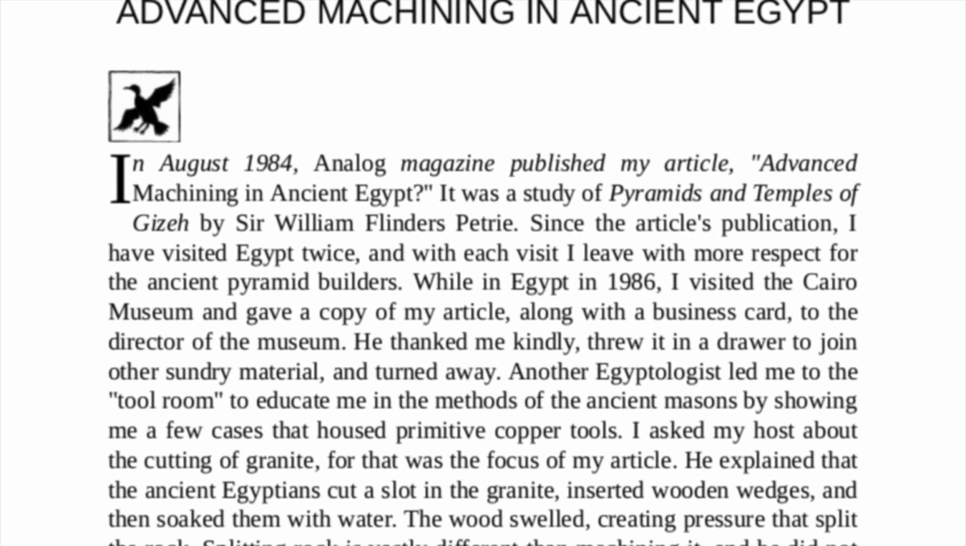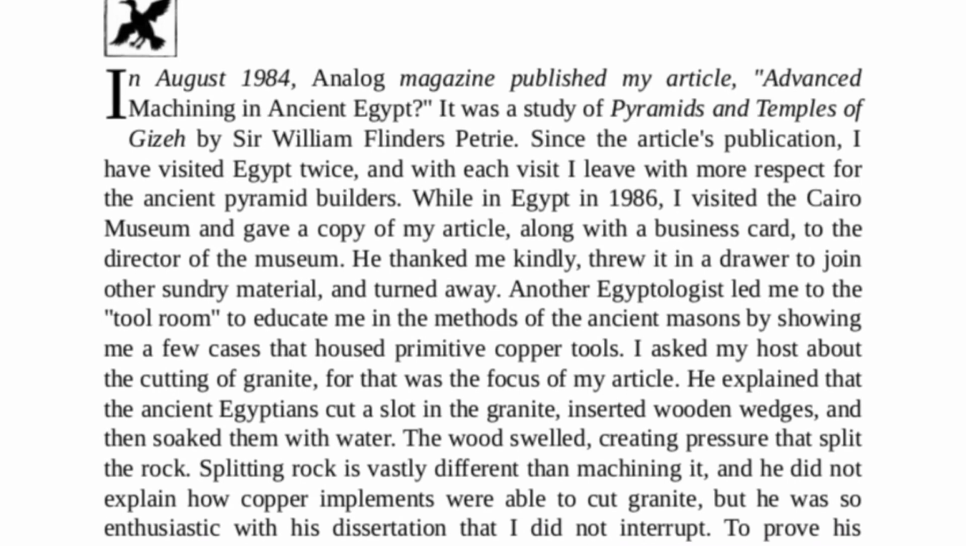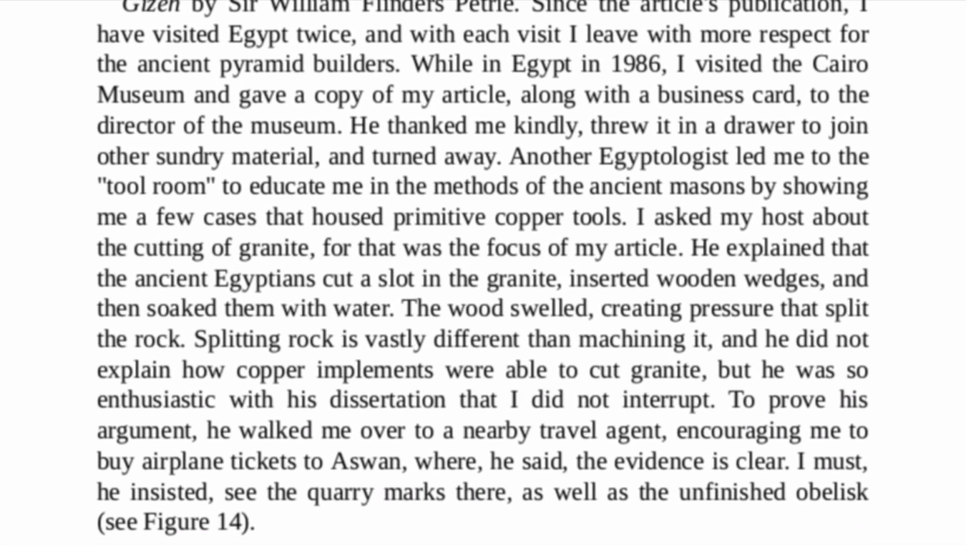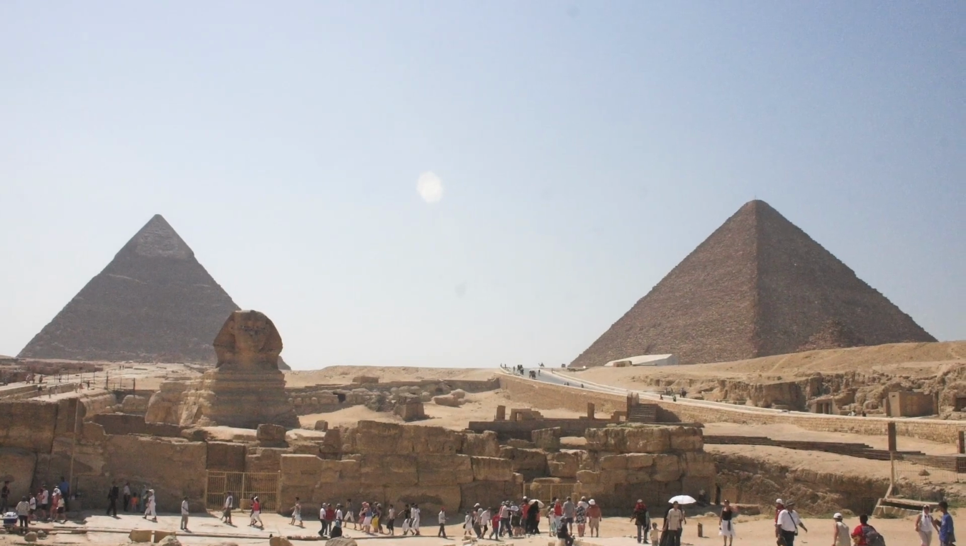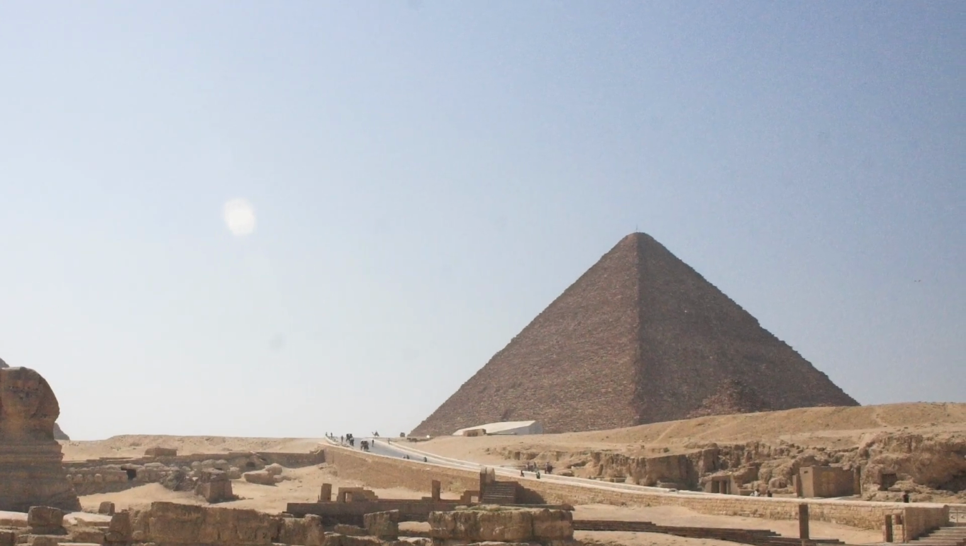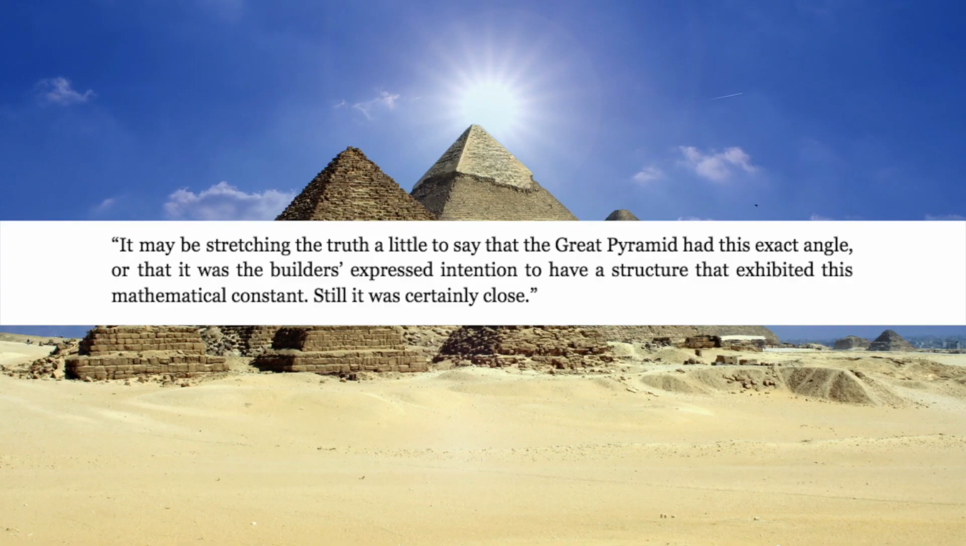Chapter 4 of the book covers this in much more detail, but before we get there, we address one of the more famous, repeated claims about the Great Pyramid, and that is the angle at which it was erected, where the angles of its sides equate to the ratio of pi, or 3.14, and on and on. Surprisingly, Dunn takes little stock in this, writing, it may be stretching the truth a little to say that the Great Pyramid had this exact angle, or that it was the builder's expressed intention to have a structure that exhibited this mathematical constant. Still, it was certainly close.